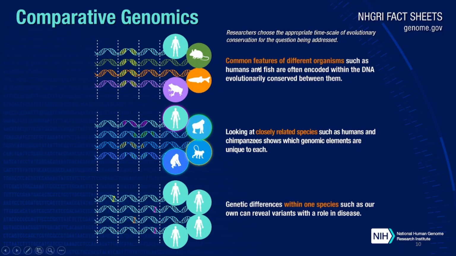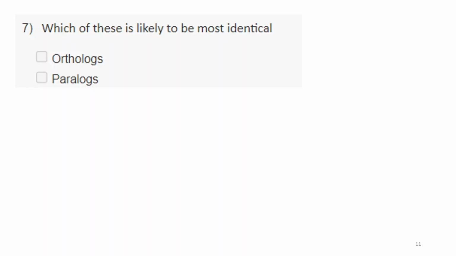They are checking the conserved DNA in all the organisms. What are the common features of different organisms? They check closely related species. It might help in creating a phylogenetic tree, and genetic differences might also reveal variants associated with disease. That might also happen. Okay, so moving on to the next question.